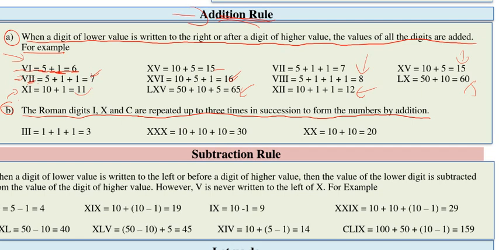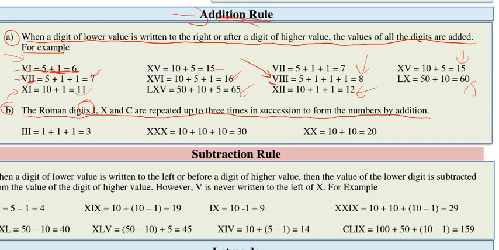Okay, let's take an example, which you can already see on my screen. We have V, I and I over here. So V is for 5. Now we can see we have I over here that can be repeated 3 times in succession to form numbers by addition only, no subtraction.